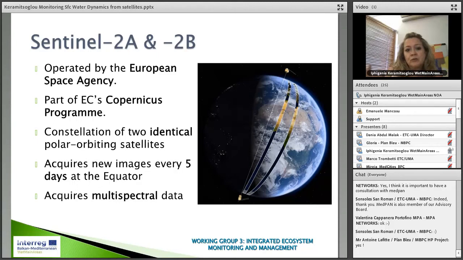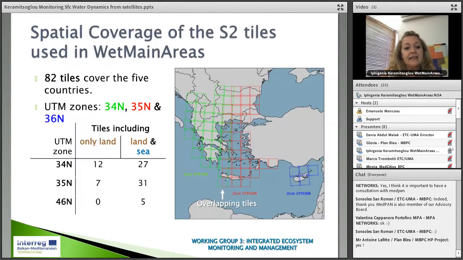Because we have two, the result is that we have a dense acquisition. So images are acquired every 5 days at the equator. This means that in theory, if you have cloud-free conditions above the wetlands of your interest, you can have one image every 5 days. Sentinel-2A and 2B have a sensor on board, and they acquire multispectral data, that is data in different parts of the electromagnetic spectrum.